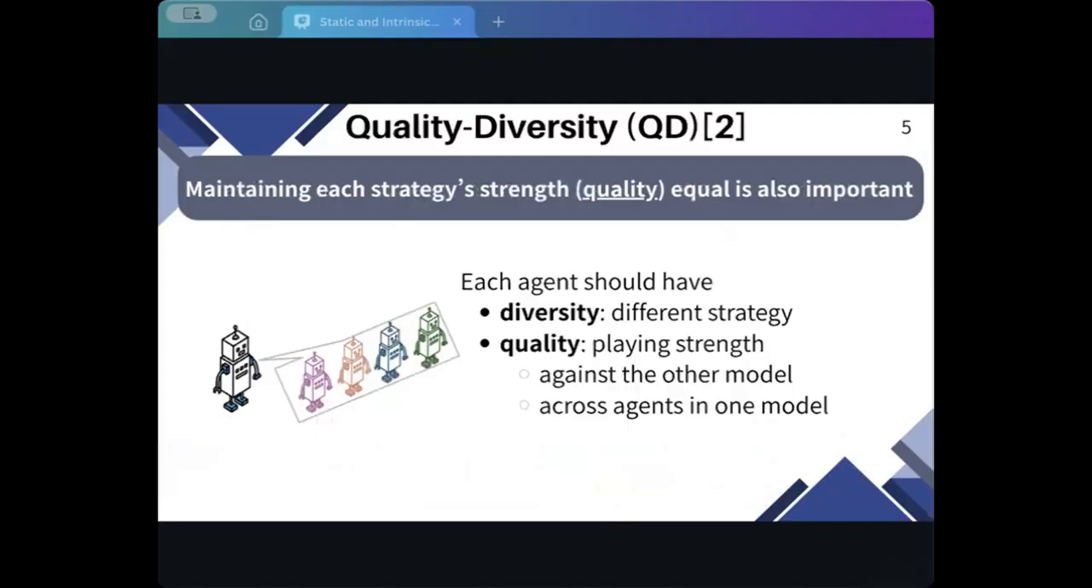In addition to diversity, it is important to maintain the quality of AI. In other words, we want not only diverse AIs, but also AIs with high quality. In Go AI, quality corresponds to playing strength. Ideally, each strategy should be different while having similar strengths. This is the concept of quality diversity, which combines both aspects.